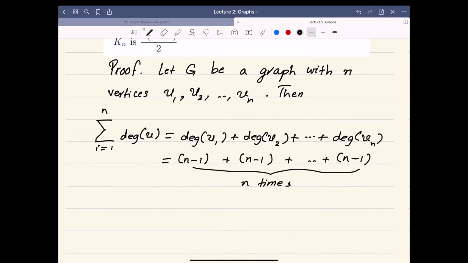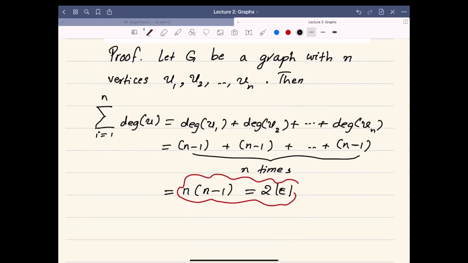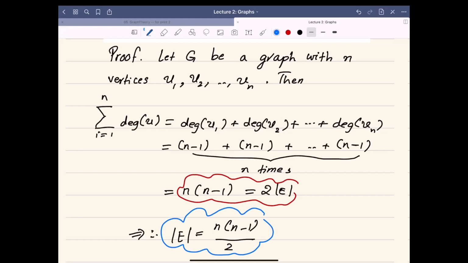Now, since you are adding n minus 1 n times, this is equal to n times n minus 1. And remember that this sum is equal to twice the number of edges. From this equation we can deduce that the number of edges is equal to n times n minus 1 over 2, and this is what we were looking for as a proof.